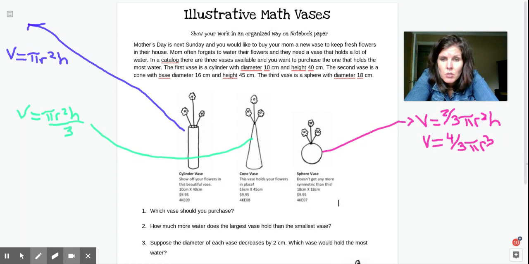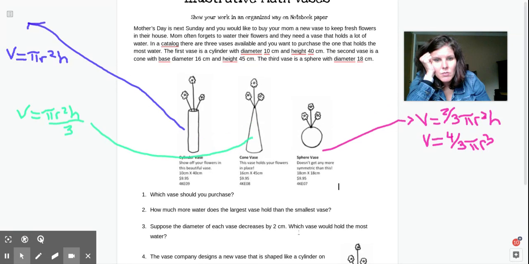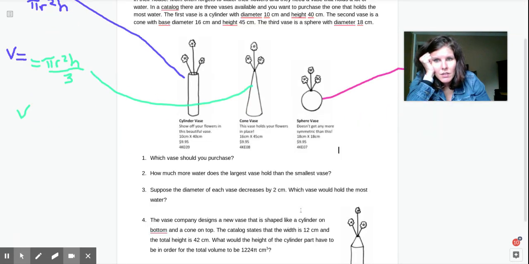Which vase should you purchase? Obviously, you want the one that holds the most water. How much more water does the largest vase hold than the smallest? So you're going to subtract to find out that. And suppose the diameter of each decreases by 2 centimeters, which vase would hold the most water then? All right, so then you're going to decrease each and then figure out which one would still hold the most water. It does make a difference.